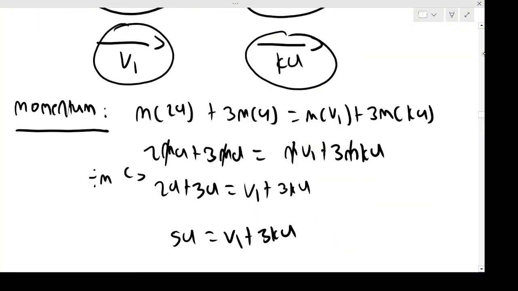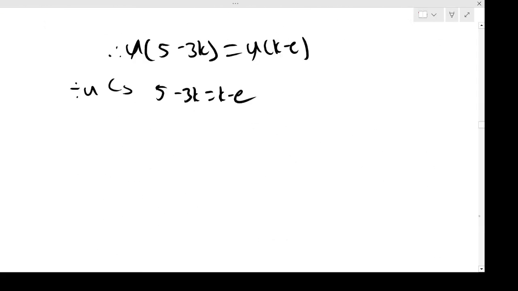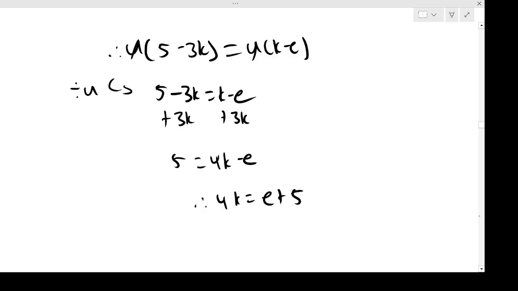Now the question is, it wants us to get this inequality for k. So it's in terms of k. So let's almost sort of solve for k here. So I have 5 minus 3k is k minus e. If I then add 3k to both sides, I get 5 equals 3k add k is 4k take away e. Therefore 4k is e plus 5. Okay, and therefore k is going to be a quarter of (e plus 5). And that is my expression for k.